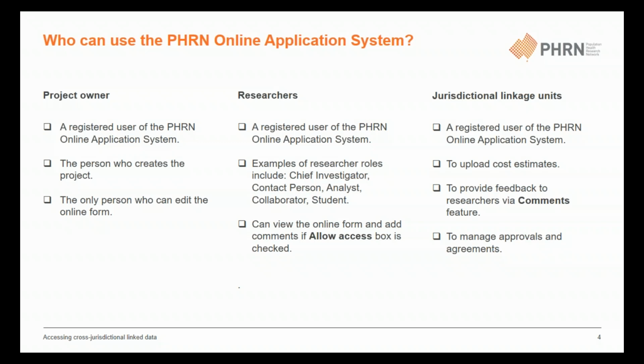And then we have jurisdictional linkage units. So every linkage unit in the network is a registered user of the online application system. They use the online application system to read your request for quote, your expression of interest. They use it to upload their cost estimates. They can provide feedback to researchers using the comments feature. And this is where they manage the approvals and agreements. So they can upload the data custodian approvals and also upload any agreements that have been signed in the agreement section.